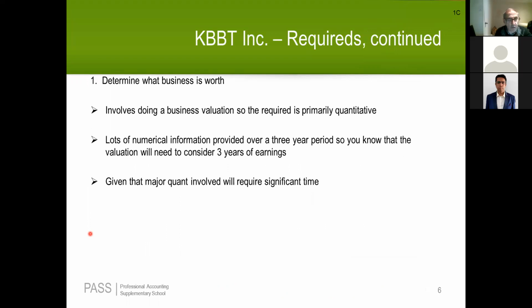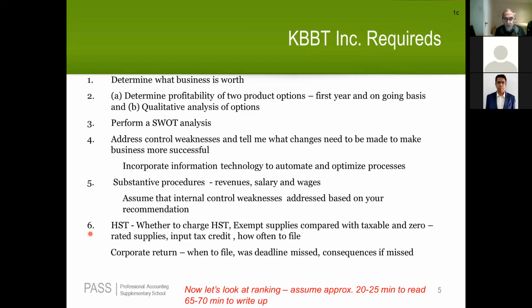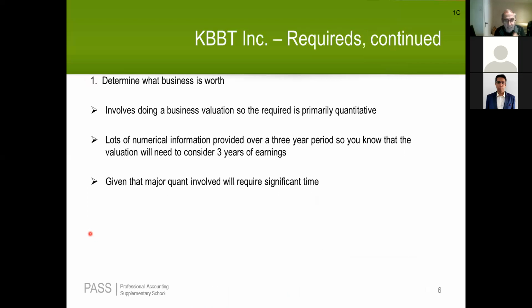Let's start with the first required. The first required, and again, what we're trying to do here, just to make sure that everybody understands, is this: we've got about 65 to 70 minutes to play with, because I'm assuming that an average student already consumed between 20 and 25 minutes reading the case and planning it. So an average student would only have 65 to 70 minutes to actually write up the case. What I'm trying to do here is allocate that 65 to 70 minutes between the various requirements.